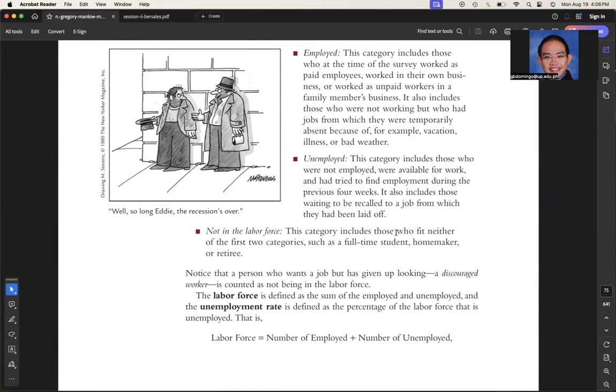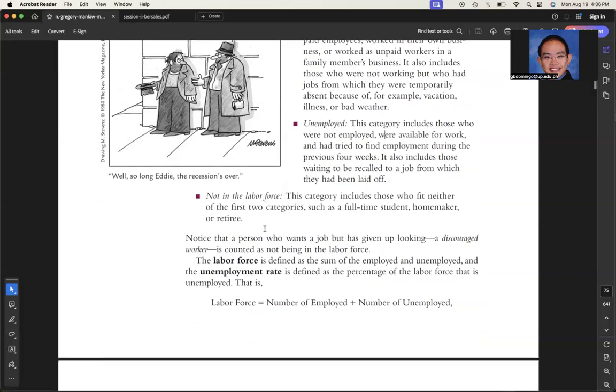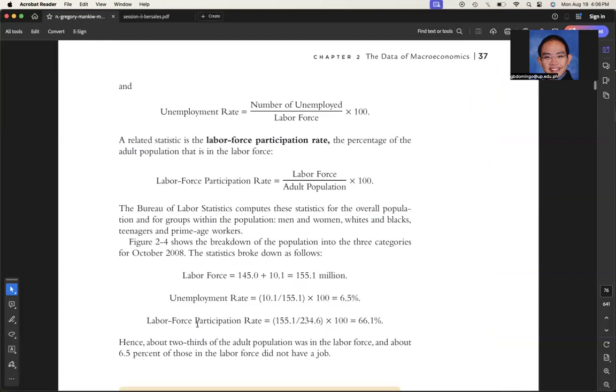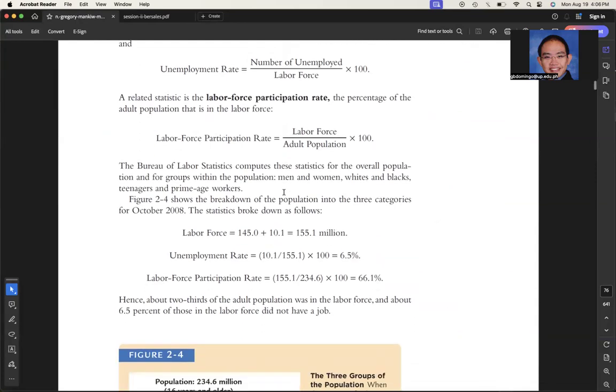Not in the labor force means this category includes those who fit neither of the two categories. So those are full-time students, homemakers, or retirees. Those are people who don't have work and are not trying to find work. So that means they're not unemployed. They're just not in the labor force. And the idea here is that the labor participation rate is 66%. That means 34% of the adult population is not looking for work and has no work in the United States.